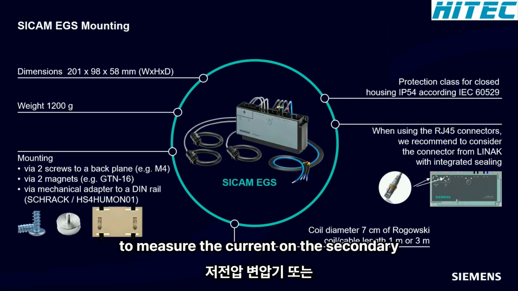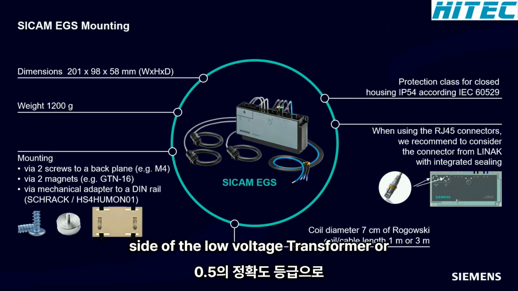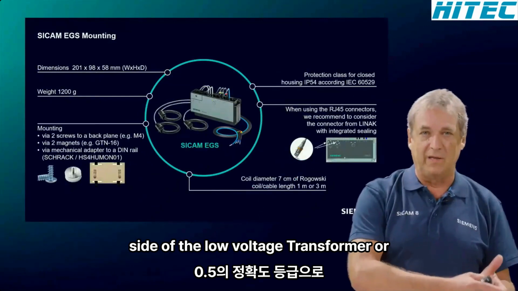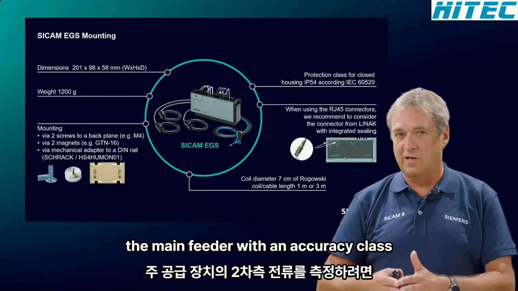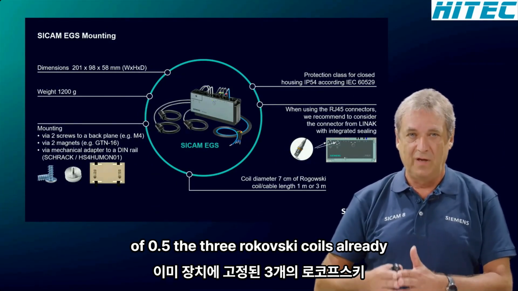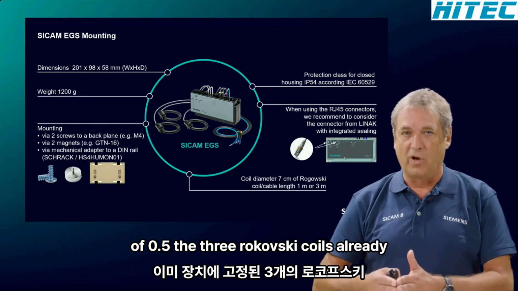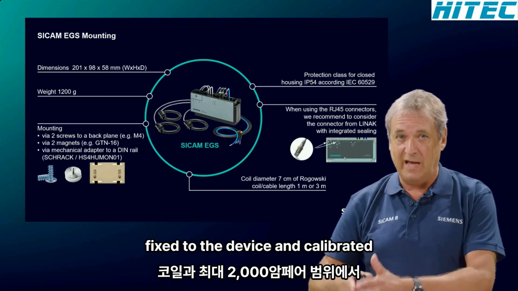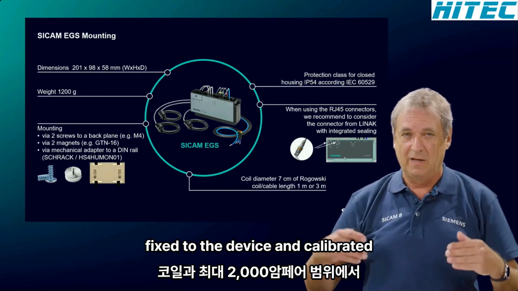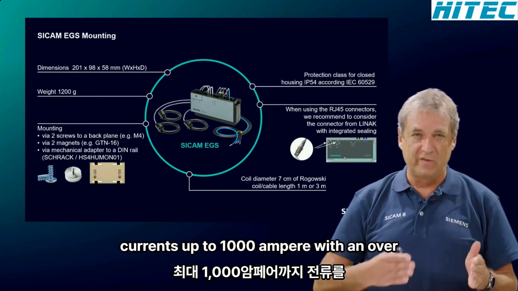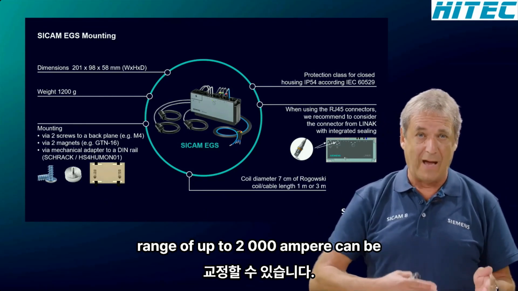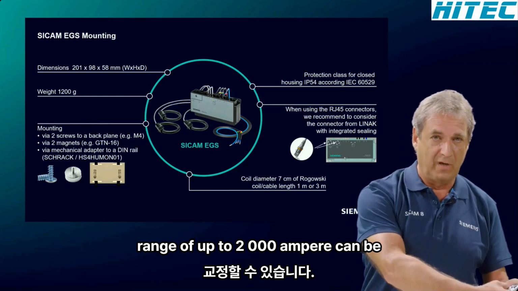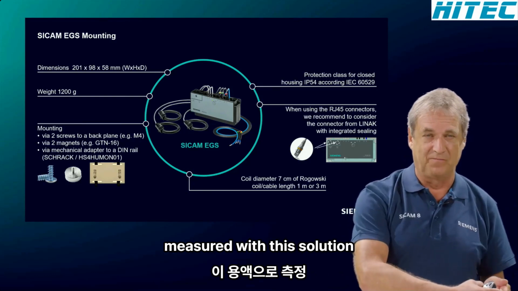To measure the current on the secondary side of the low voltage transformer or at the main feeder with an accuracy class of 0.5, the 3 Rogowski coils are already fixed to the device and calibrated. Currents up to 1000 ampere with an overrange of up to 2000 ampere can be measured with this solution.